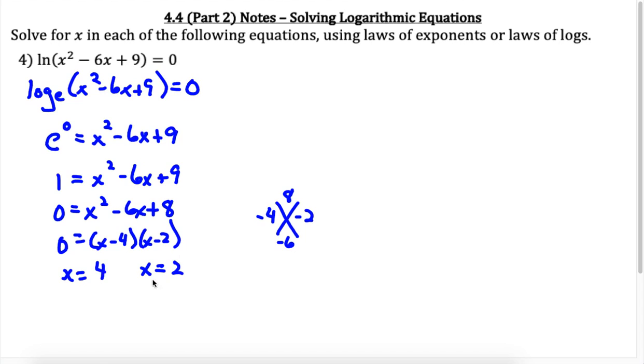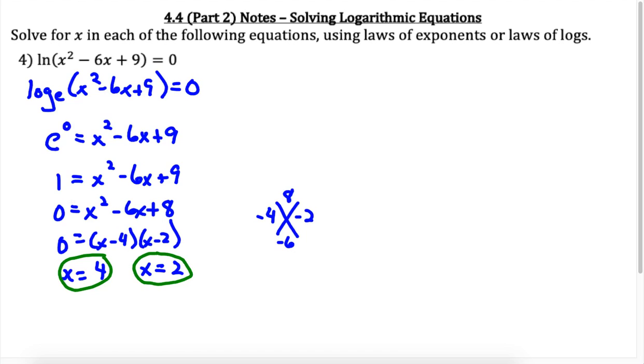So again, we need to check those in our original problem. So plugging 4 in, we will get 16 minus 24 plus 9. So that ends up being positive 1. If I plug 2 in, 4 minus 12 plus 9 would also be positive 1. So both of these are correct answers. All right.